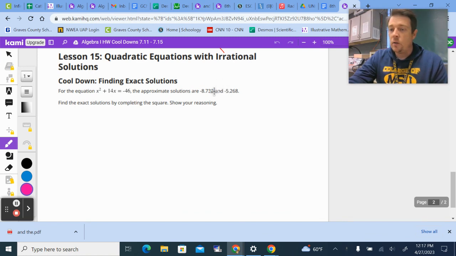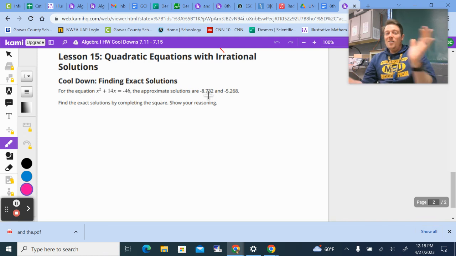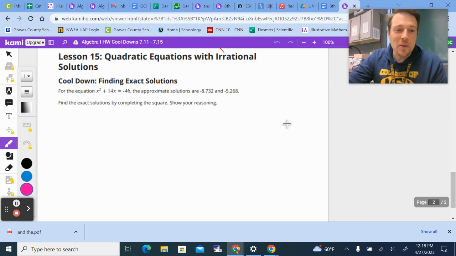But those answers aren't going to be good enough for the ACT or a test that has exact solutions, because the exact solutions are going to look like a square root added to or subtracted from something. And so we're going to go through how to do this by completing the square.